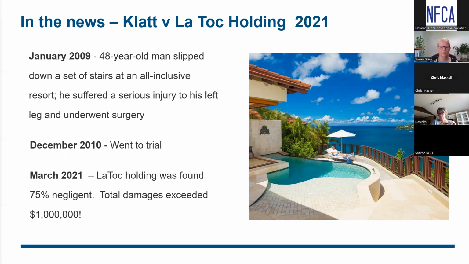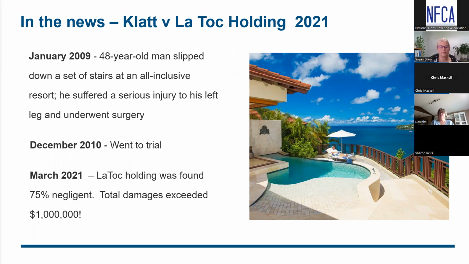Another case, it started in 2009. A 48-year-old man slipped down a set of stairs at an all-inclusive resort. He suffered a serious injury to his left leg and underwent surgery. In 2010, they went to trial, but it didn't settle until 2021, where the holding company was found 75% negligent. The man was also found 25% negligent due to alcohol consumption, but his damages still exceeded $1 million. Oh my God. It's also a demonstration of how cases can drag on for years and years.